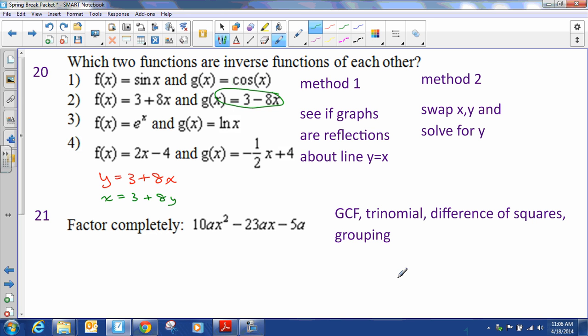Number 21, factor completely. Whenever you hear factor completely, you have to check all 4 different methods of factoring. GCF extraction, trinomial, which is when you factor a trinomial, you're basically unfoiling, difference of squares, and finally factoring by grouping, which really only works when you have 4 terms. So you know here we have a trinomial, it's not going to be that.